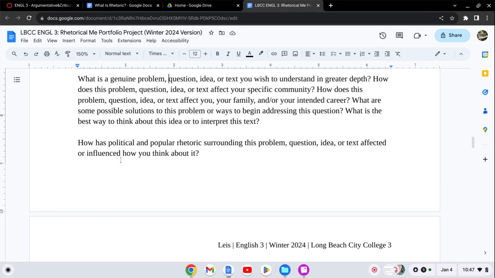If you're dealing with a specific problem, for example, are there politicians who are talking about this problem? Are there people on news sources or news sites who are writing and speaking about this issue or problem? Maybe there's people speaking about it on TikTok or other social media platforms. You want to think, how are people talking about this, and how does that rhetorical approach, how does the rhetoric influence the way you think about this specific problem, text, idea, or question, right?